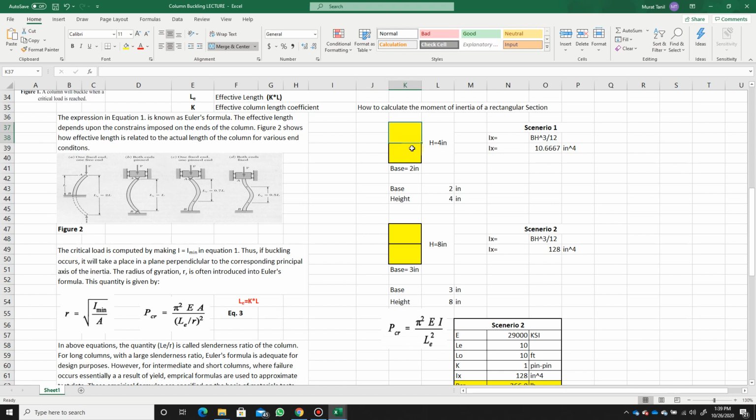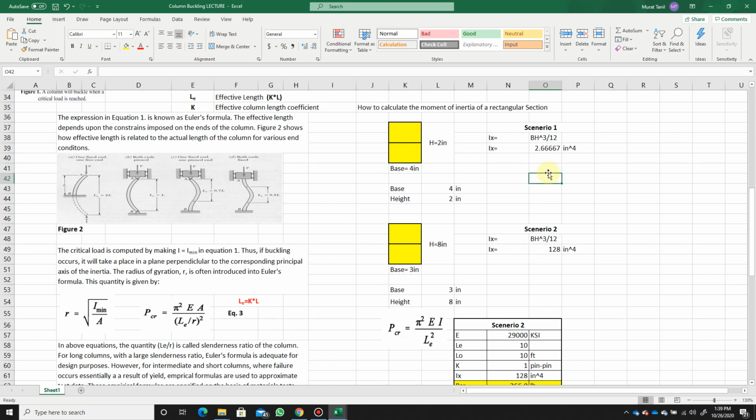What if I change the orientation and I make the base 4 inches and the height 2 inches? I make the base 4 inch and height 2 inch. What happened? The moment of inertia decreased substantially. So if I have this structural member and I don't want to change the cross section, I want to keep the same cross section but change the orientation, then by changing the orientation, I'm increasing the moment of inertia.